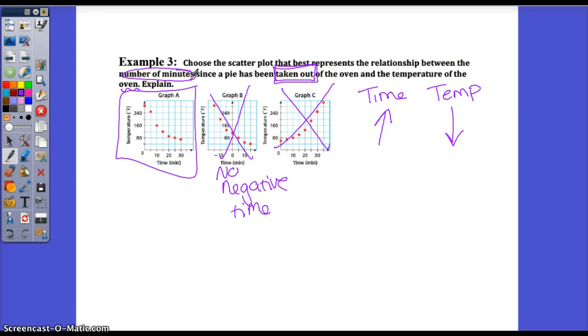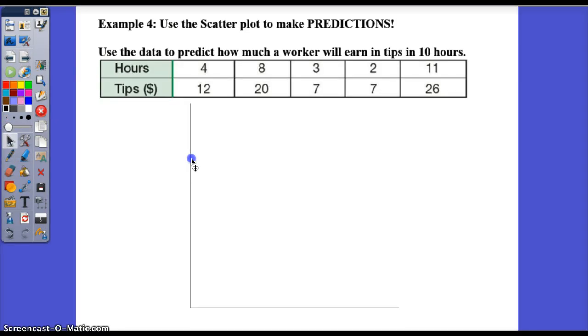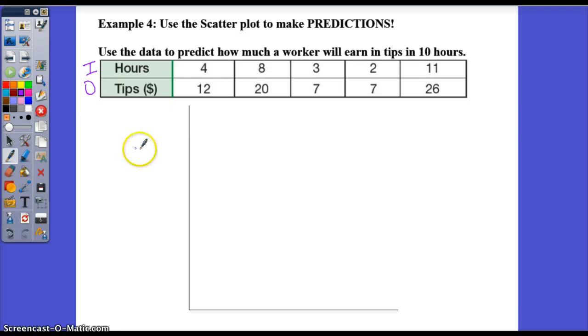Last but not least, we can use scatter plots to make predictions. That's one of the main things of how they're actually used. So we are going to do that. It says, use the data to predict how much a worker will earn in tips in 10 hours. Well, first, we always said that your time is your independent and your tips are your dependent. So the tips depend on the number of hours. That makes sense. So I'm going to go ahead and label my axes.